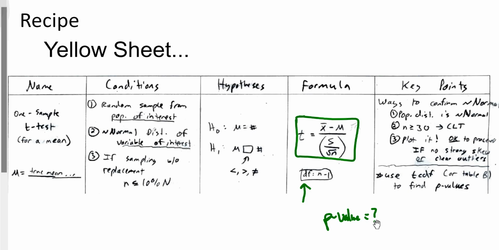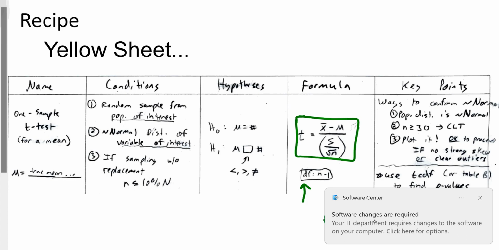I'm going to make a note there. Actually, no, I have it over here. So key points: three ways to confirm normality. We've talked about those. And then use TCDF, or you could use Table B to find your p-value. So let's go back to this situation.